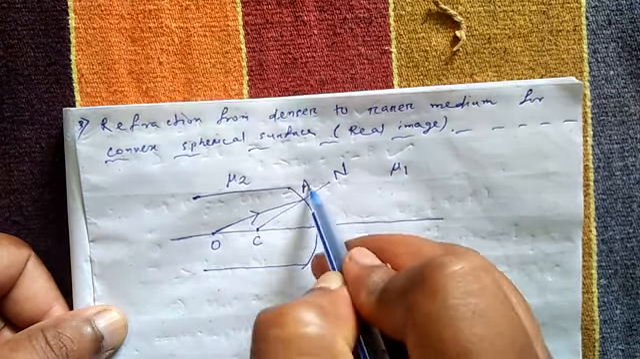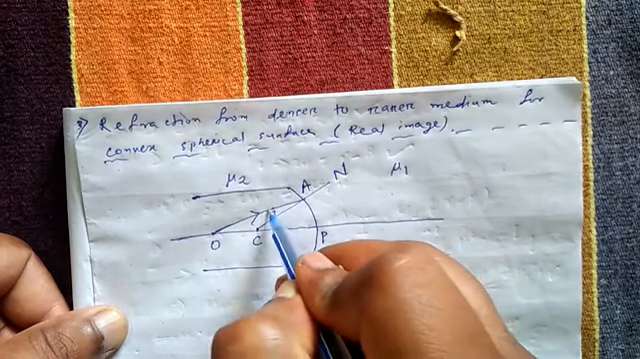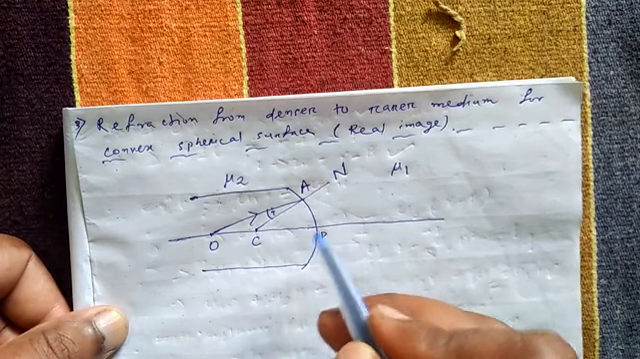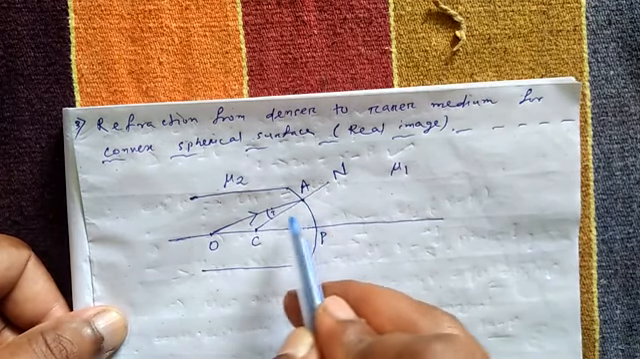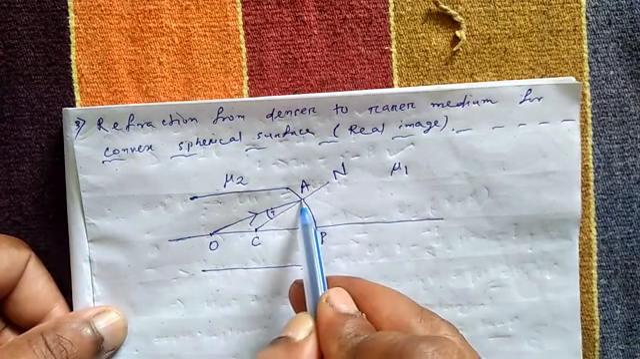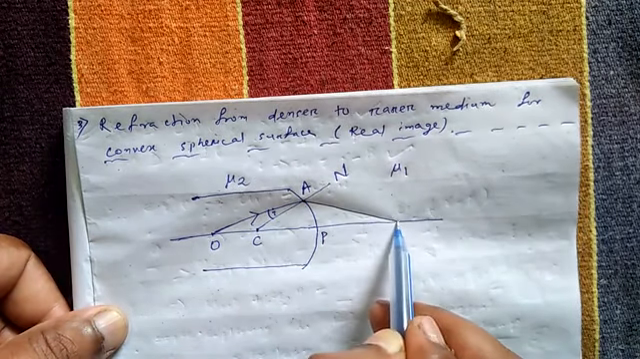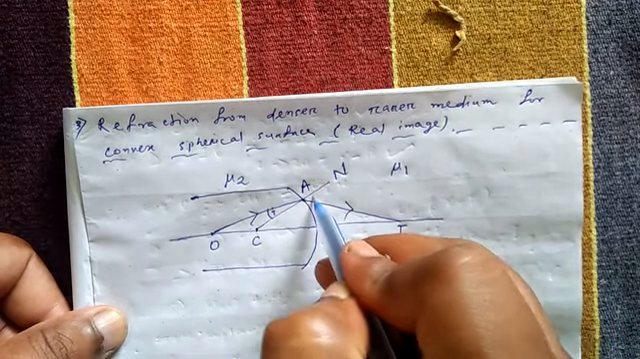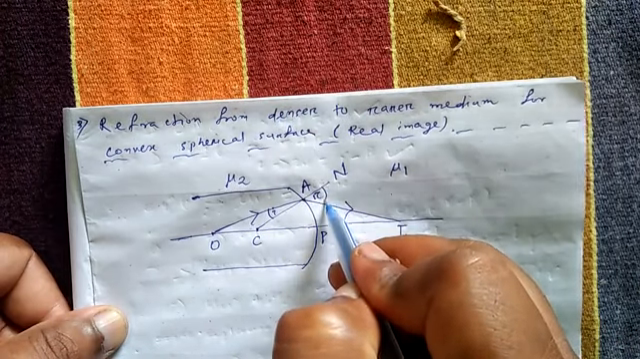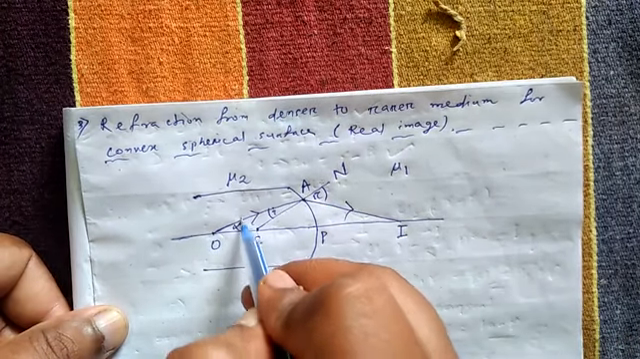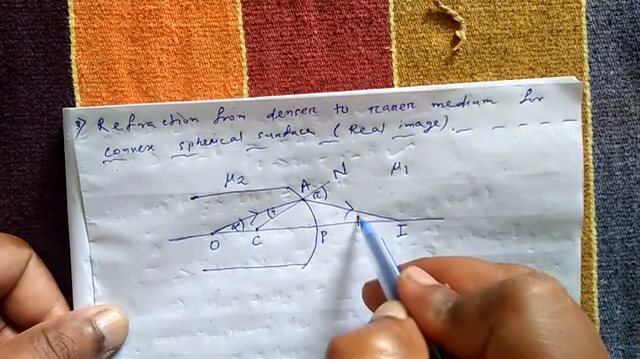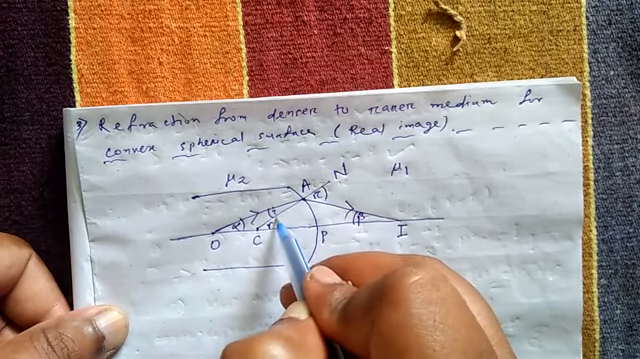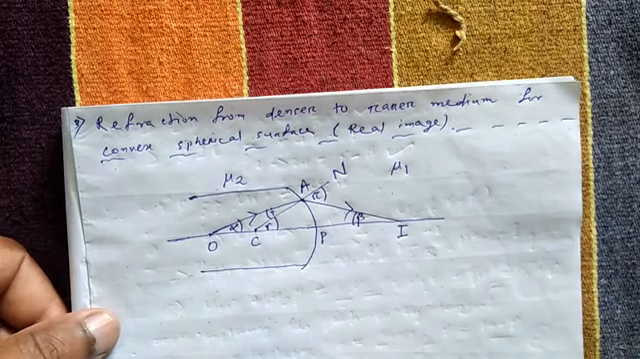incident ray OA. Angle of incidence I. It strikes the convex surface at the point A, and after refraction, the light ray travels from denser to rarer medium, that is why it bends away from the normal, and the real image is formed at I. Angle of refraction R. Object makes angle alpha with the principal axis. Image makes an angle beta with the principal axis, and the normal makes an angle gamma.